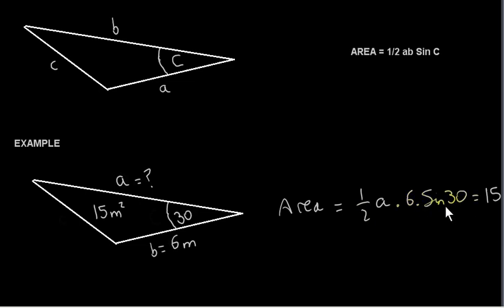The sine of 30 is a half, so 3 times a half is 3 halves, so we end up getting a times 3 halves, or 3 halves a equals 15. And we have 15 divided by 3 halves. That's the same thing as 15 multiplied by 2/3. So 15 divided by 3 is 5, 5 twos are 10. You get 10 meters.